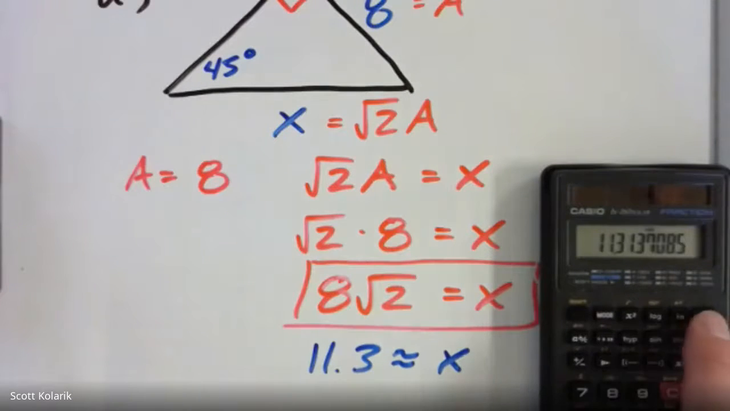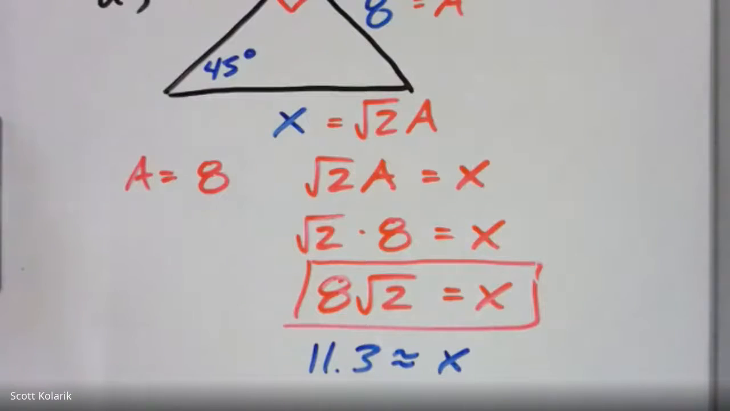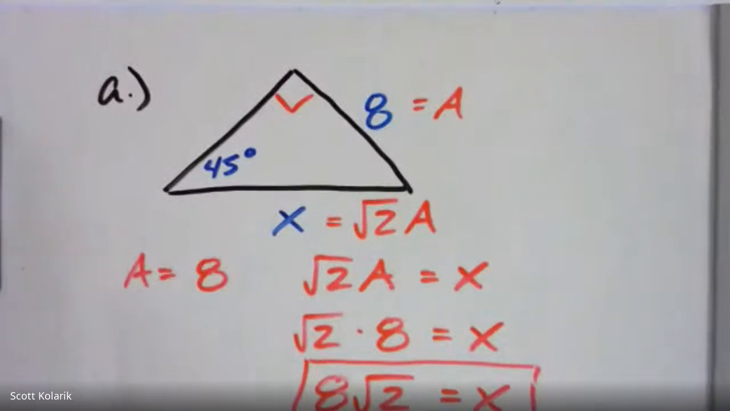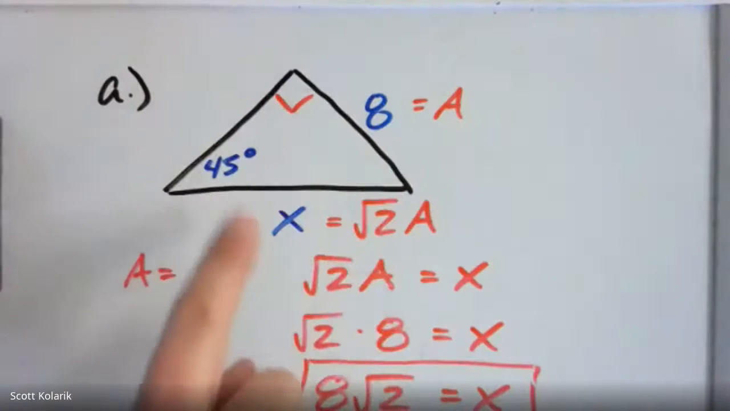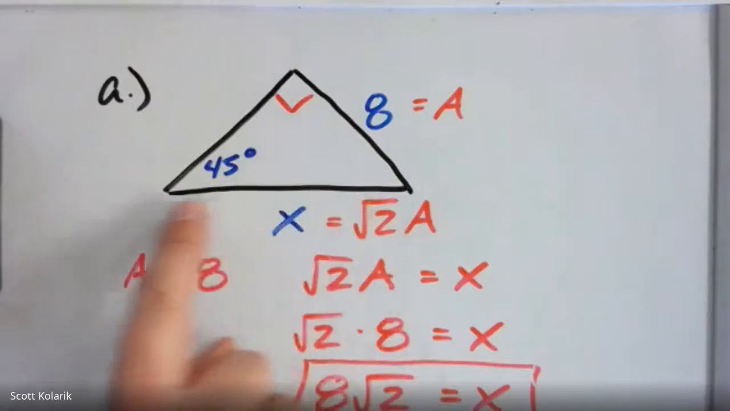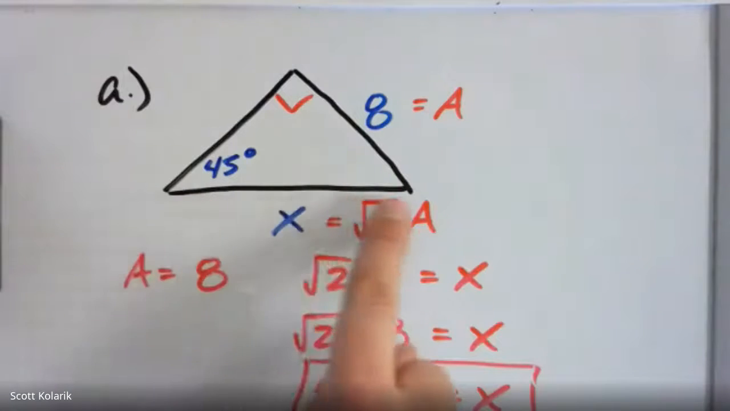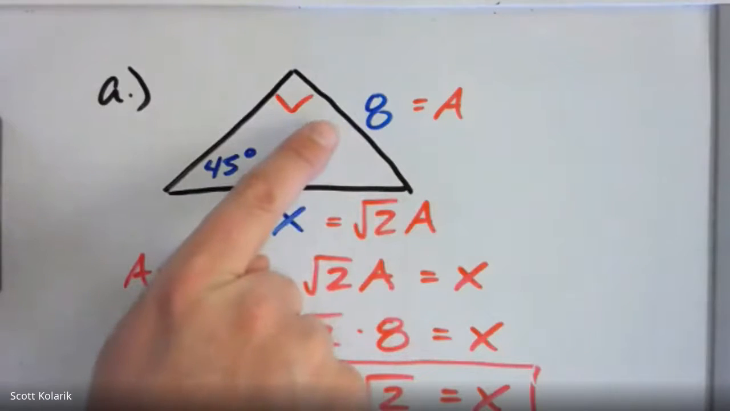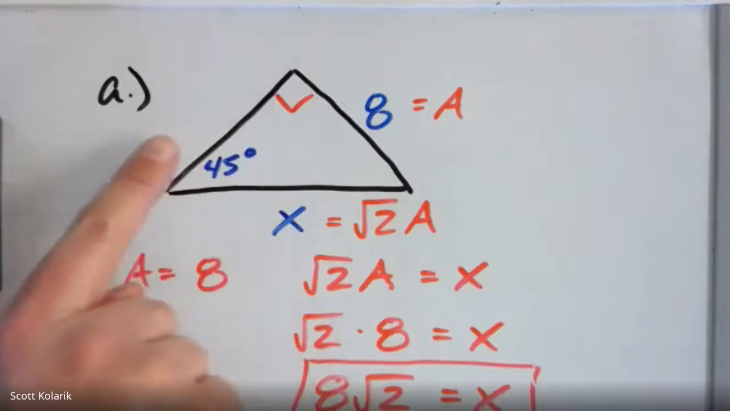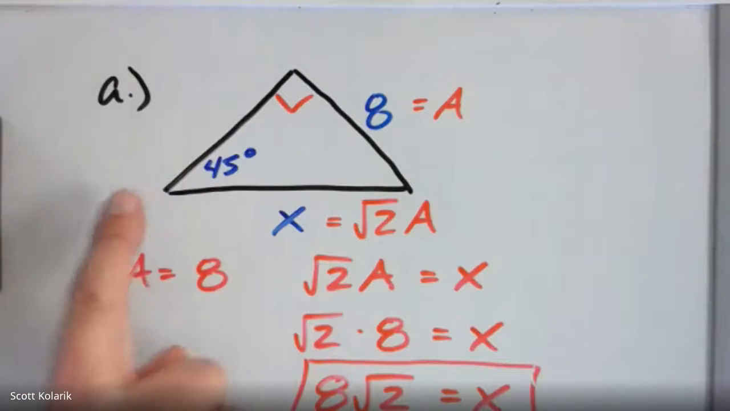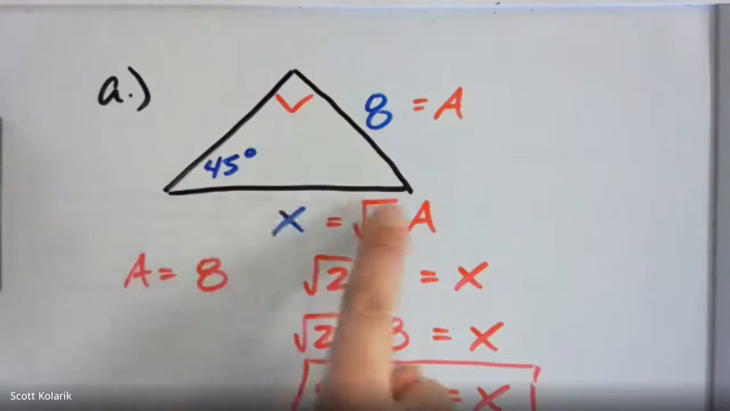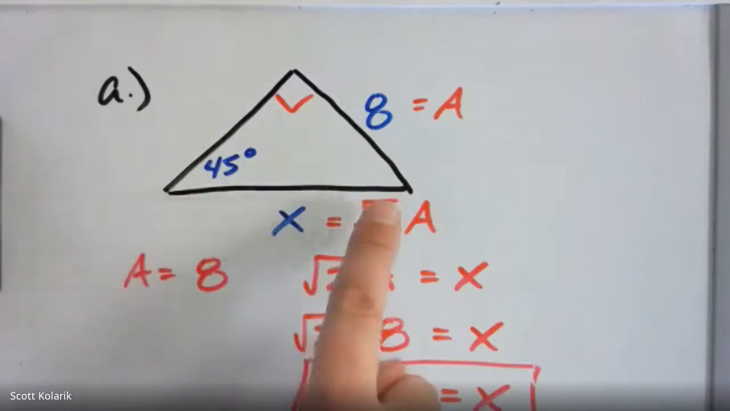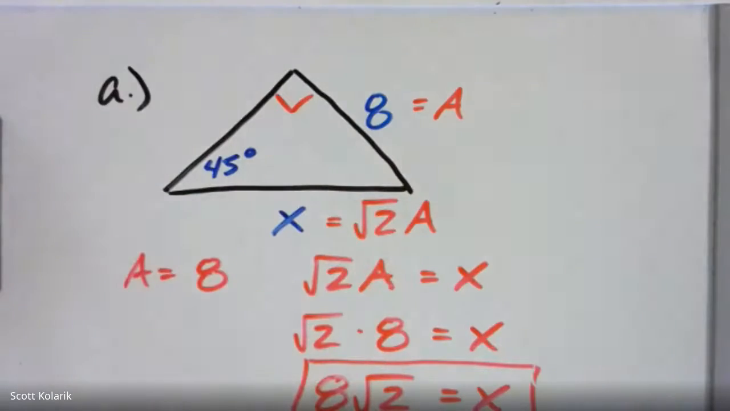So let's just do a little sanity check. Let's make sure that makes sense. We found out that x is about 11.3. Looking back at our diagram, does that make sense? As I said at the beginning of this lesson, this hypotenuse should be the longest of the three sides. Well, if that side's 8, and this is an isosceles right triangle forcing this side to also be 8, and I found that this one is 11.3, it would be officially the longest of the three sides. So it looks like it checks out math-wise.